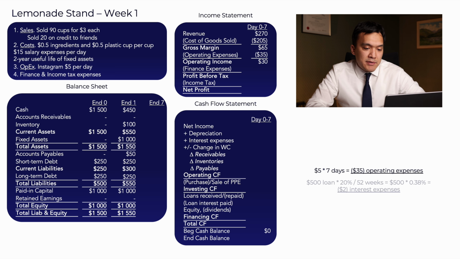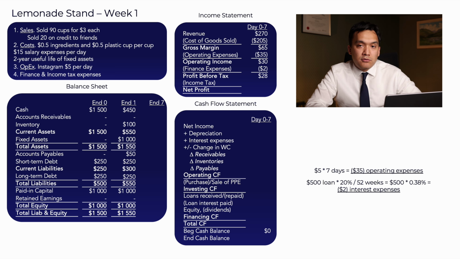Then we have finance expenses. We have a $500 loan at 20% annual interest rate. So to get our weekly interest rate, we divide our annual interest rate by 52 weeks, and we get our weekly interest rate. So we multiply our loan by the weekly interest rate, and we get $2 of interest expenses. So our finance expenses are $2. So $30 minus $2 is $28. That is our profit before tax.